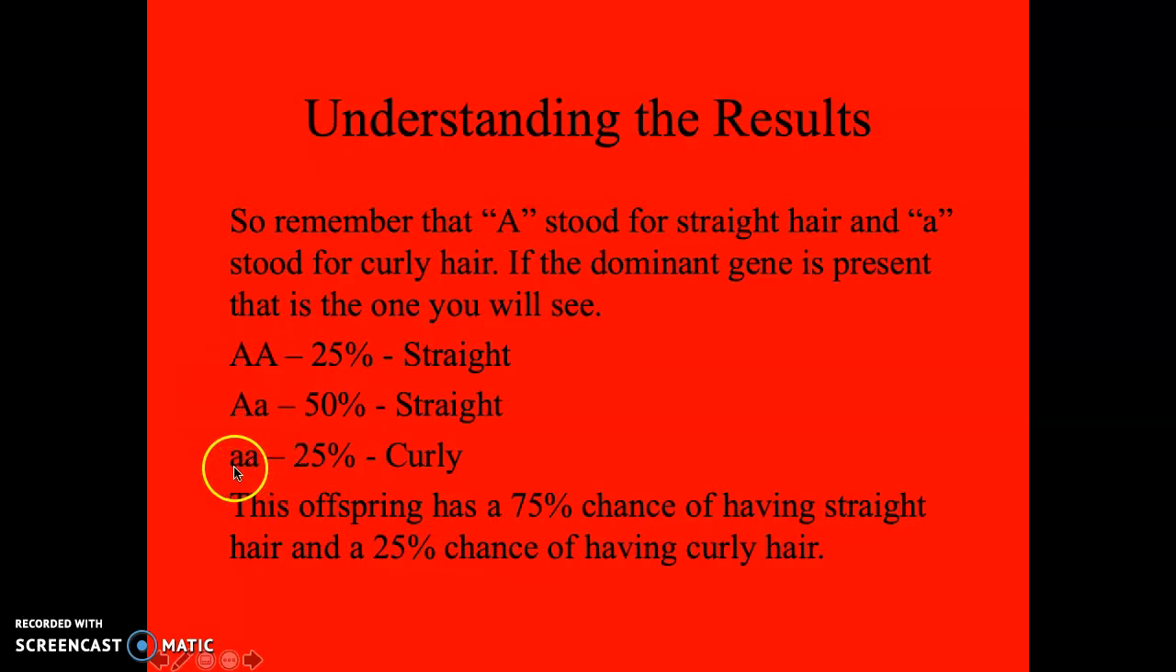And then here you have two little a's, and there was a 25% chance. But the two little a's represent curly. There's no dominant gene to override them, so the hair will be curly. So if I add these two together, that means that there is a 75% chance that the offspring will have straight hair and a 25% chance that the offspring will have curly hair.